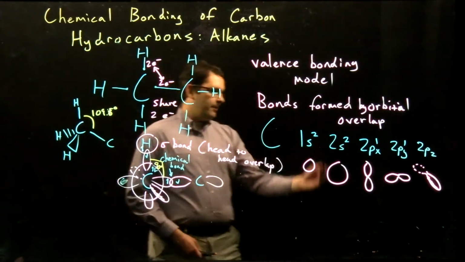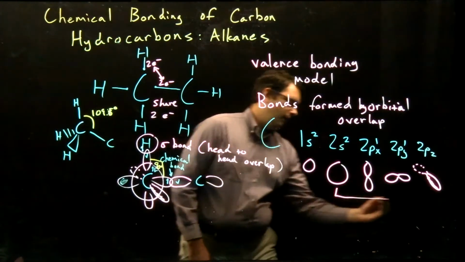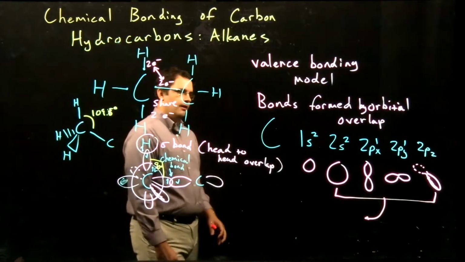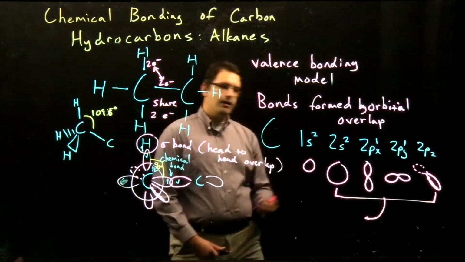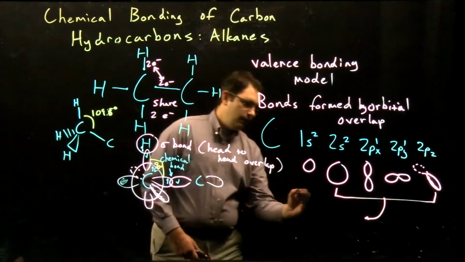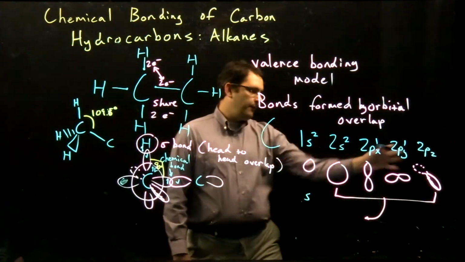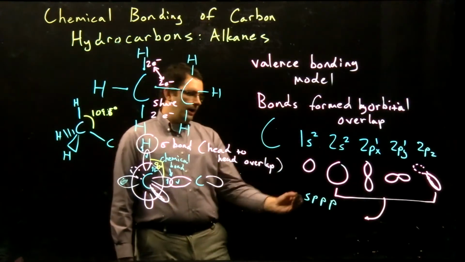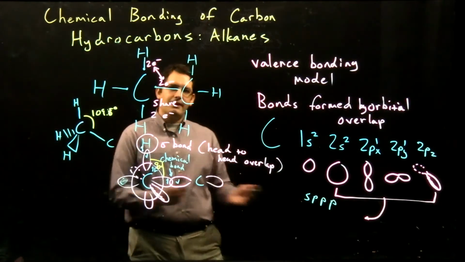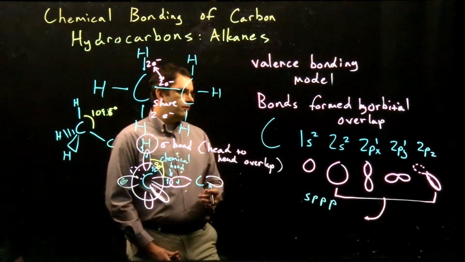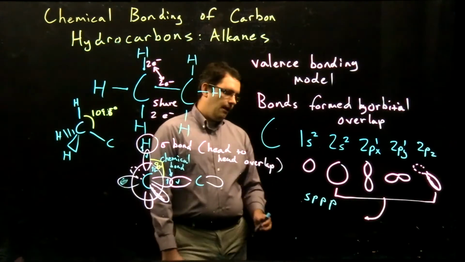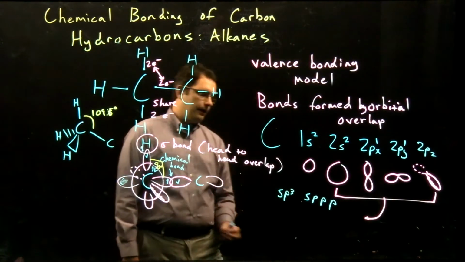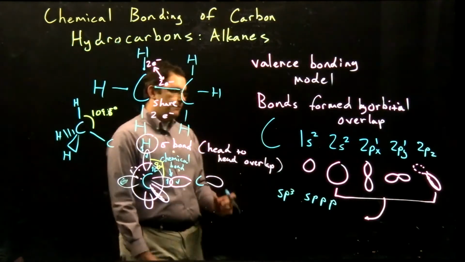So we take these four orbitals that we have for our carbon, and we're going to smash them all together. So we have one part S, and then we have three parts P stuck in here as well. So we have an S, a P, a P, and a P all mixed together to make new hybrid orbitals. We refer to this as sp3, because it's one s orbital and three p orbitals mixed together.